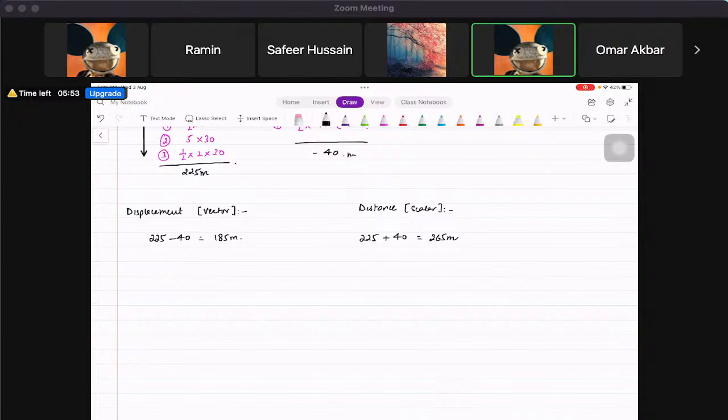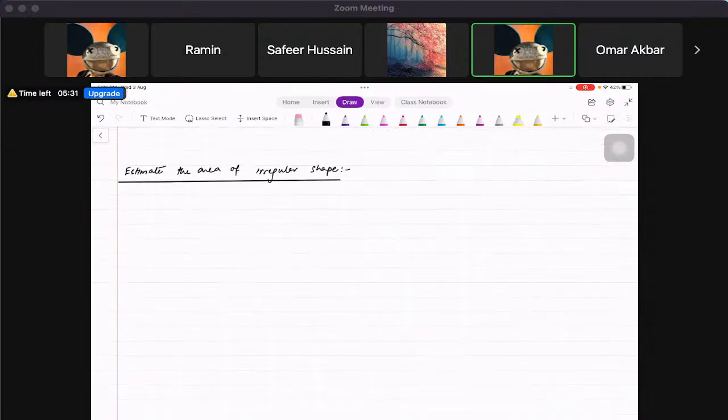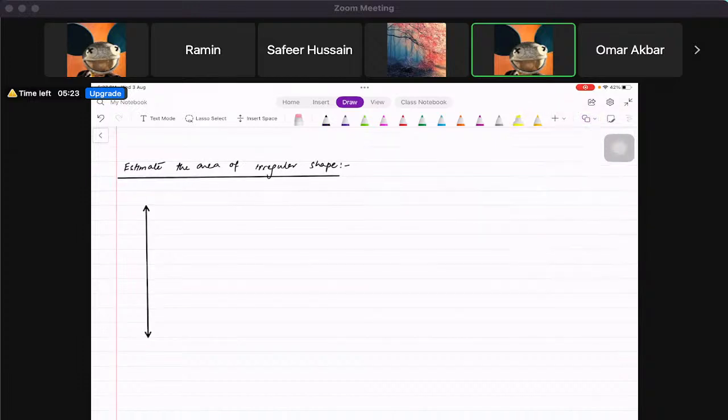Now, in this method, we only need to estimate, because we cannot find it exactly. So estimate the area of an irregular shape. What are you going to do then? Suppose you have a graph like this, and now the graph looks like this.